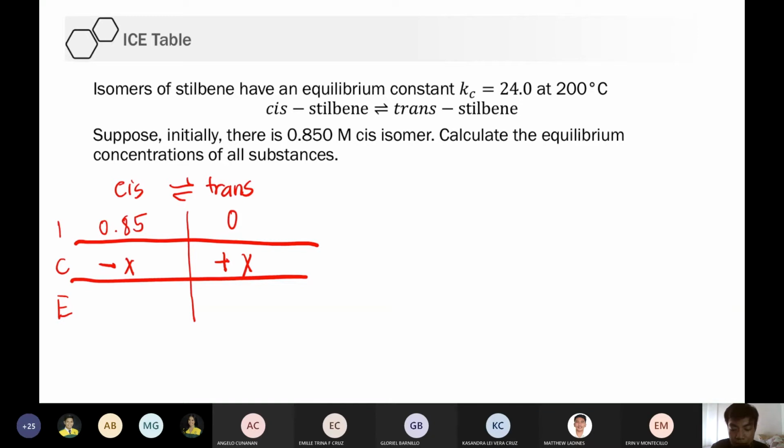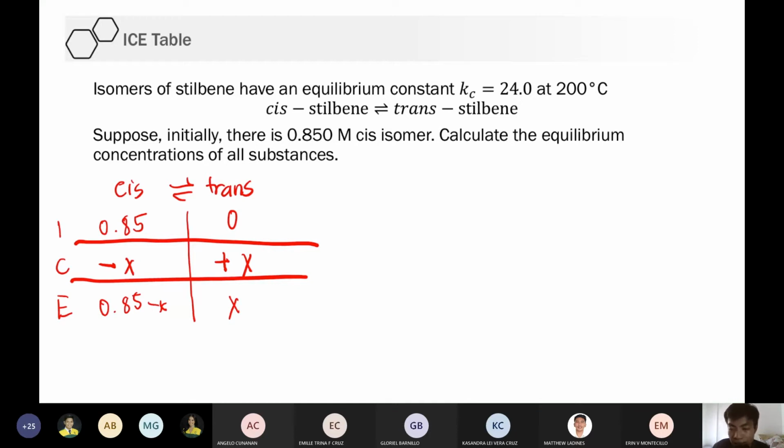Okay? So as it achieves equilibrium, cis will now be 0.85 minus X concentration, and as trans achieves equilibrium, ang kanyang equilibrium concentration ay X. Okay? So again, for the E row, for the row ng equilibrium, you just add the I and the C. Pagsamahin mo lang yung I pati C. Okay? Ano susunod? So since you now have the equilibrium expressions, ipa-plug in mo yon sa equilibrium constant.